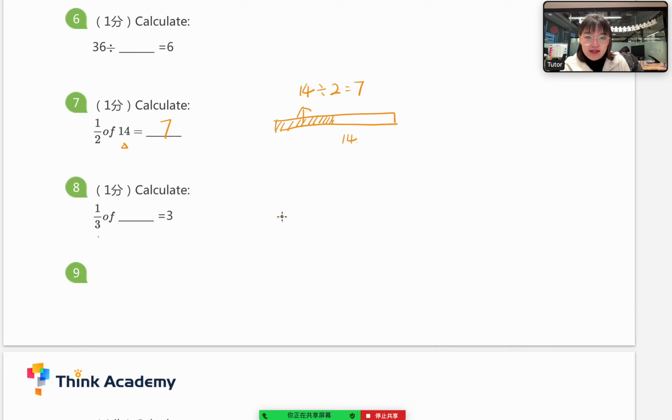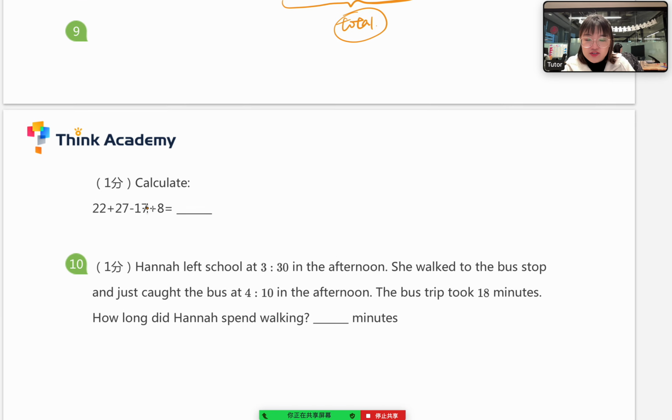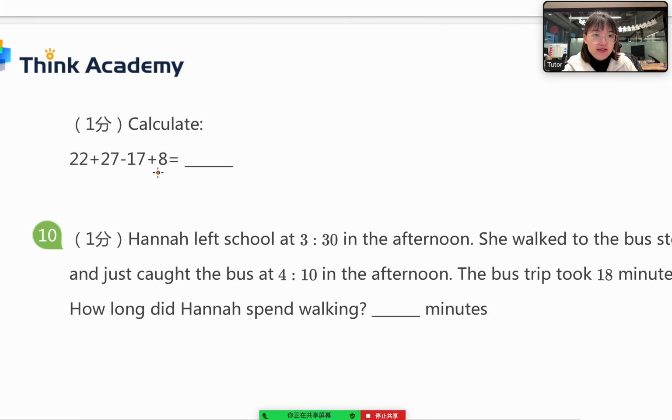And then for this one, still the same method. We can draw a bar. Just label everything you can see. It's 1/3, right? Label 1/3 out. This is 1/3. 1/3 of the total is 3. So it means 1/3, this part of the whole will be 3. And we know 1/3 means 1 out of 3 equal parts. If this part is 3, then this part will be 3. This part will be 3 as well. So what's the total? 3 lots of 3 is 9. Is it?